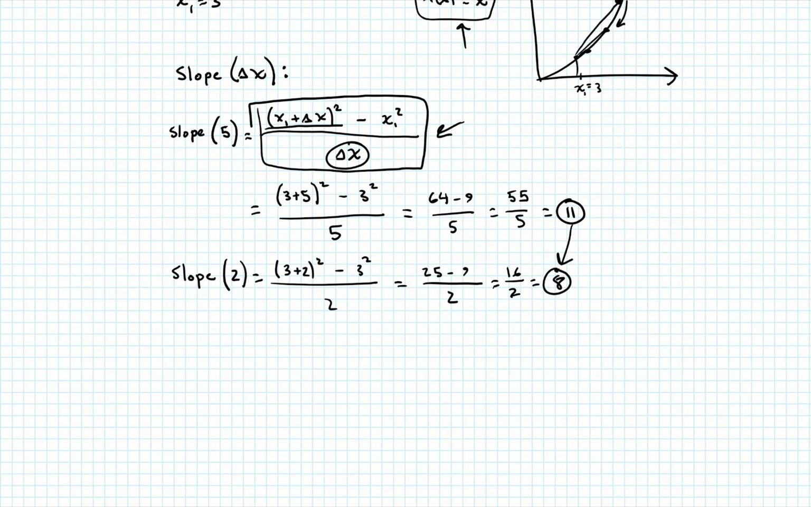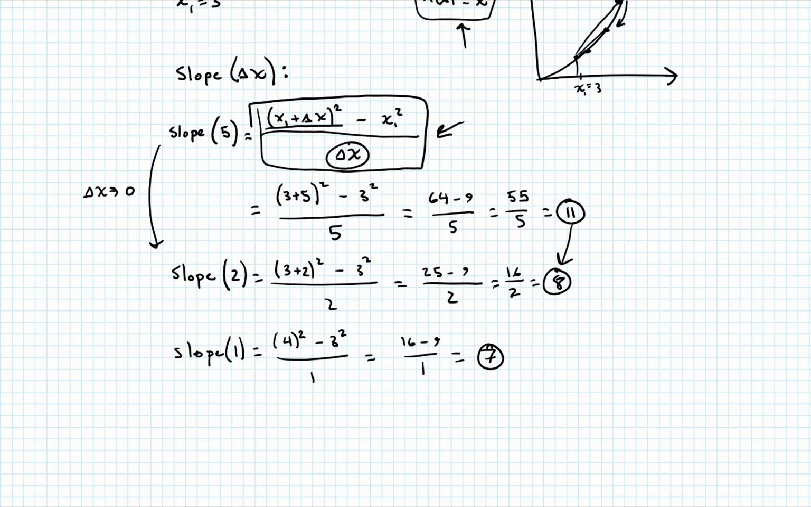So we go from 11 to 8, and this is the limit process. By the way, we're getting closer and closer. Delta x is approaching 0 with a slope of 1. The slope of 1 is going to be 3 plus 1, well that's going to be 4 squared minus 3 squared over 1. So 16 minus 9, just over 1, and 16 minus 9 is just going to be 7. And so you can see here that it goes from 11 to 8 to 7.